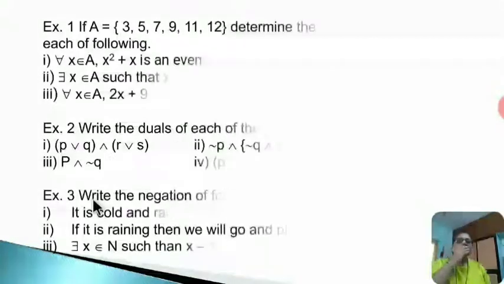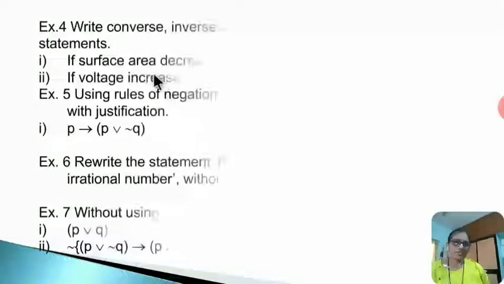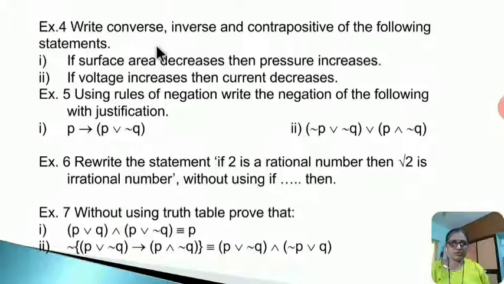Now, I will give some homework for you. First example, we are given a set and we have to find the truth value of these three statements. In the second example, we have to write the duals of given statements. In the third example, we have to write the negation of these three statements. Now, in the fourth example, we have to find converse, inverse, and contrapositive of given statements here. We are given two statements.